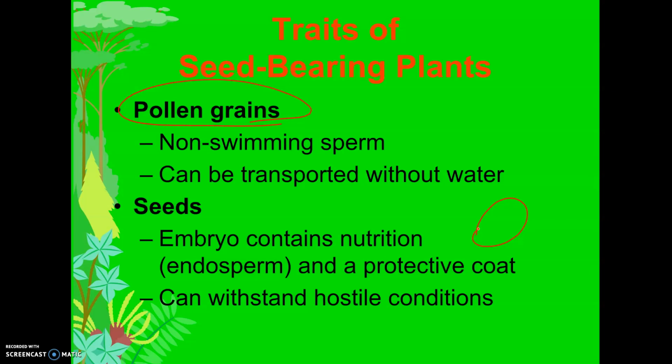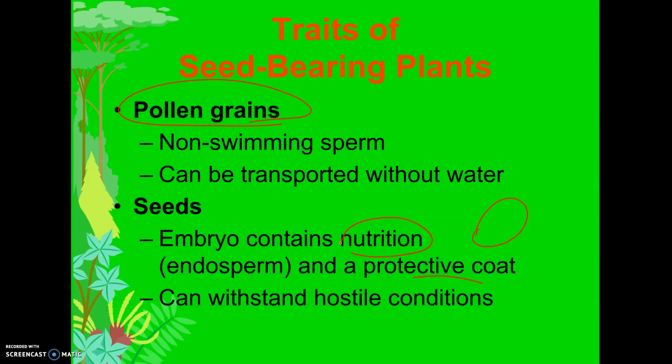And seeds can oftentimes withstand hostile conditions and can be transported from one place to another. Like apple seeds could be transported by, say, a bird eating the apple. The seed doesn't get digested and it comes out the other end somewhere else. And then that seed gets transported. So seeds are much more complicated, bigger than spores, and they actually have a protective coating on them. And they typically have nutrition for the embryo. So when you plant it, it actually has food to start growing.